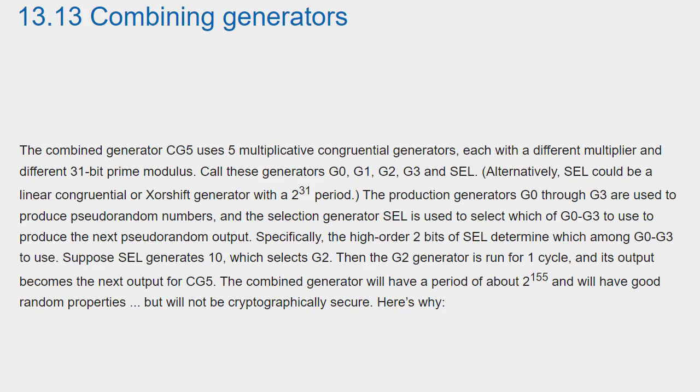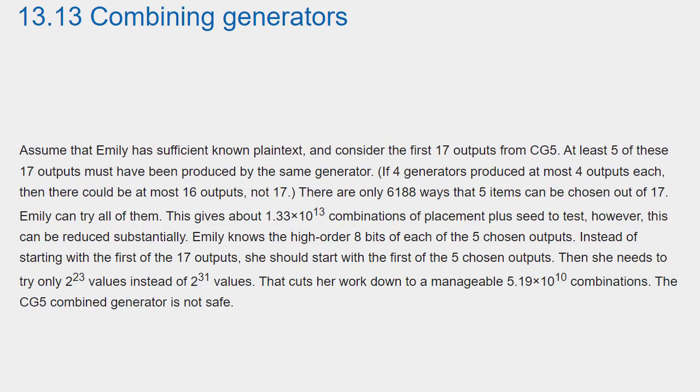The combined generator will have a period of about 2^155 and will have good random properties, but will not be cryptographically secure. Here's why. Assume that Emily has sufficient known plaintext and consider the first 17 outputs from CG5. At least 5 of these 17 outputs must have been produced by the same generator. If 4 generators produced at most 4 outputs each, then there could be at most 16 outputs, not 17.